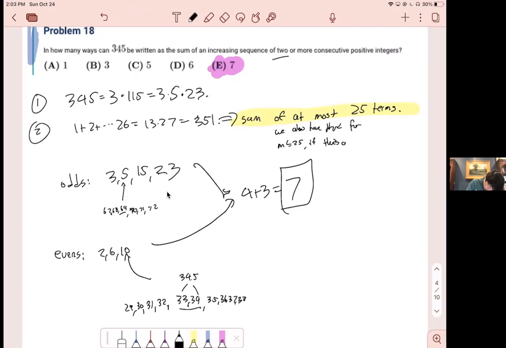If there's a sequence of m consecutive integers adding to 345, they'll all be positive. They'll all be positive because for m less than or equal to 25, the sum from 1 to m is less than 345. So you have to kick it up. You won't go down, you'll be kicking it up to hit 345. Okay.